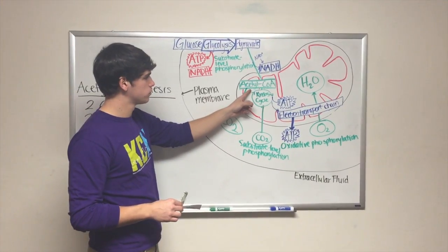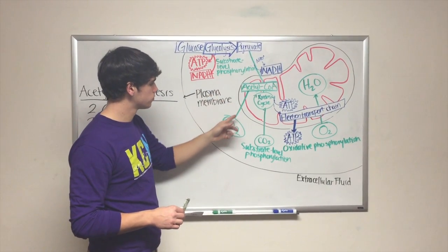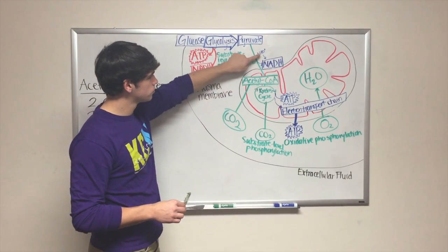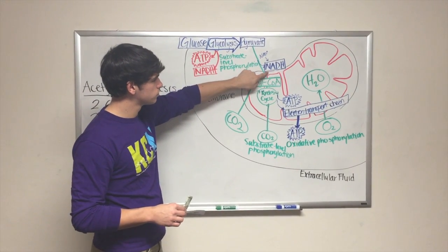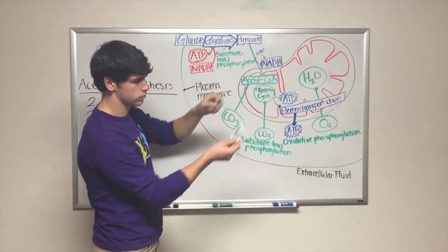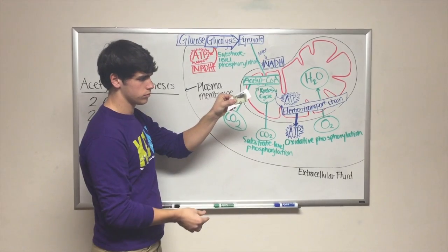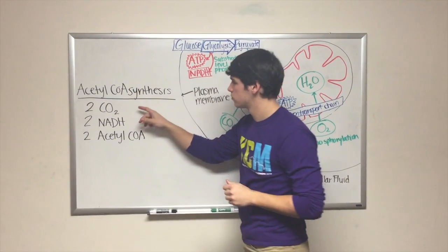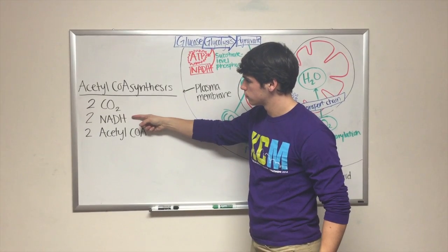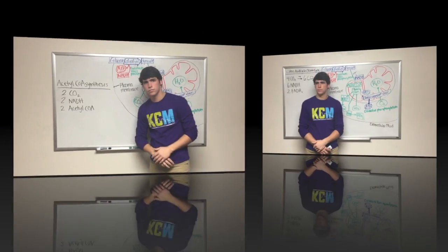During acetyl-CoA synthesis, the pyruvate is oxidized and splits off to form carbon dioxide. During this, electrons are donated to NAD+, to be reduced to form NADH. The remaining part of the pyruvate group is transferred to coenzyme A to form acetyl-CoA. Therefore, during acetyl-CoA synthesis, 2 molecules of CO2, 2 molecules of NADH, and 2 molecules of acetyl-CoA are produced.